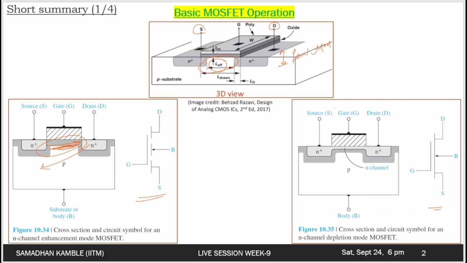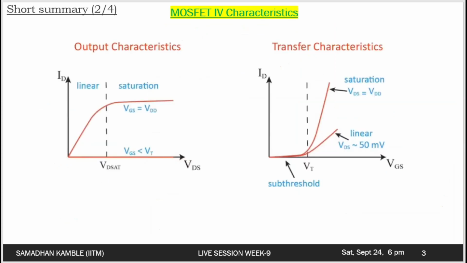So let us go to slide number 2. When we do this, we get two types of characteristics. So the MOSFET IV characteristics I have just summarized here. The first type of characteristics is called the output characteristics, which is essentially a plot of drain voltage versus the drain current. Sometimes we also call this the ID-VD characteristics, the drain current and the drain voltage characteristics. And we have seen this in detail.